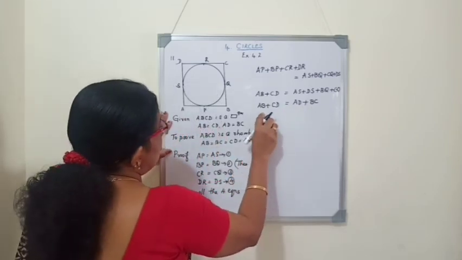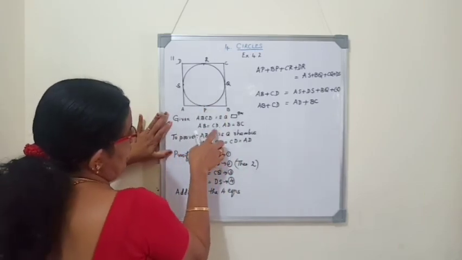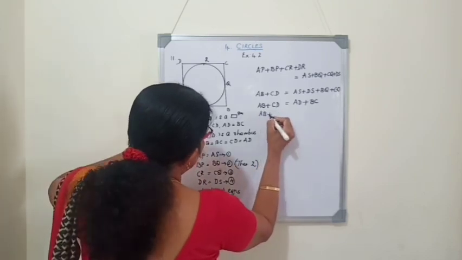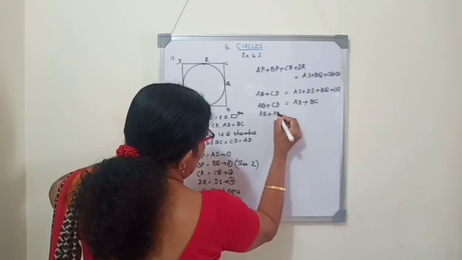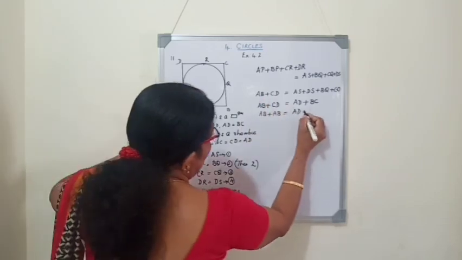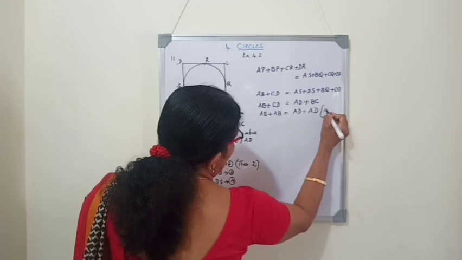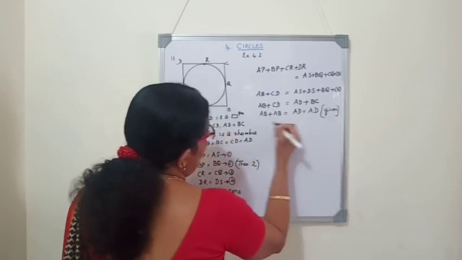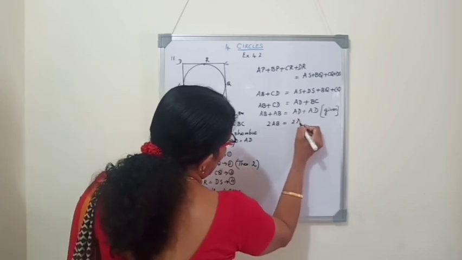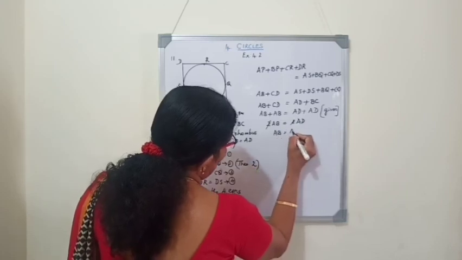Now we know that ABCD is a parallelogram, opposite sides are equal. Any one side we will change. Either we will write AB and we will change CD also as AB. And here AD I will write as it is. Instead of BC we will write AD. So this is from given, opposite sides of a parallelogram. AB plus AB become 2AB. AD plus AD, 2AD. Both 2 cancel. We will get AB is equal to AD.